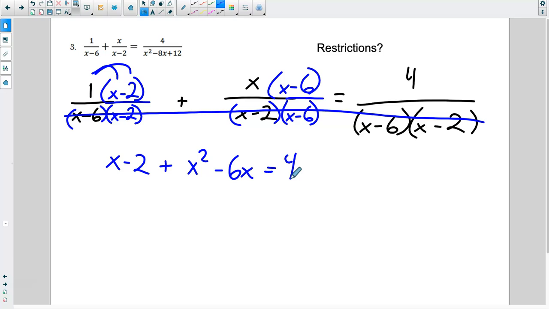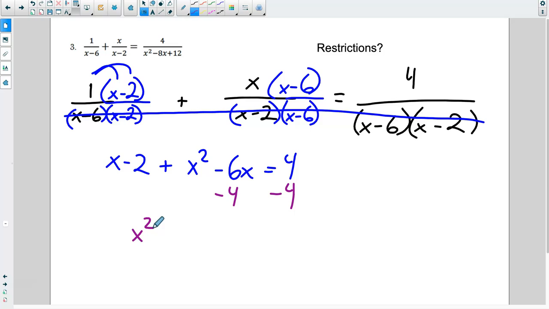Let's organize this jigsaw and move it around. So I'm going to take that 4, slide it to the left. So I'm going to minus 4 from both sides, but I'm also going to write this in standard form. So when I write this in standard form, I'm going to have my x squared come first. This makes it easier for when you have to factor, or if you have to do quadratic formula.